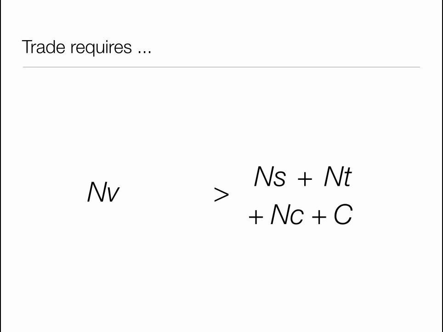To put this in notation, what we're saying is N times V, the number of consumers times their value, has to be greater than all of these costs added together. Of course, consumers do have different values and other things like that. This is admittedly a stylized representation.